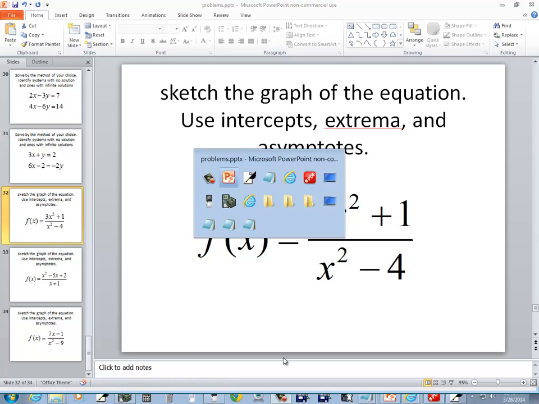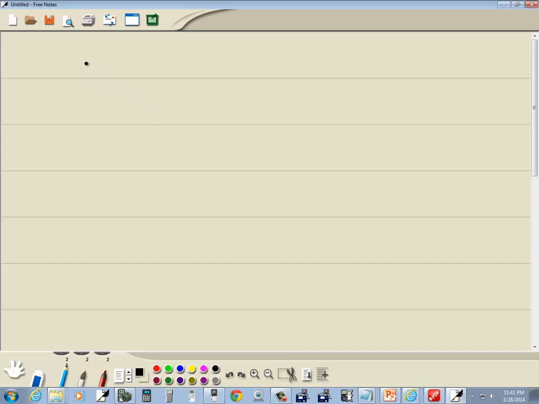Let's take a look at this problem. We've got f of x equals (3x squared plus 1) over (x squared minus 4). Okay, well, let's first find our x-intercept. To find the x-intercept, you plug 0 into the other variable, so we'll plug 0 in for y. So I got 0 equals (3x squared plus 1) over (x squared minus 4).